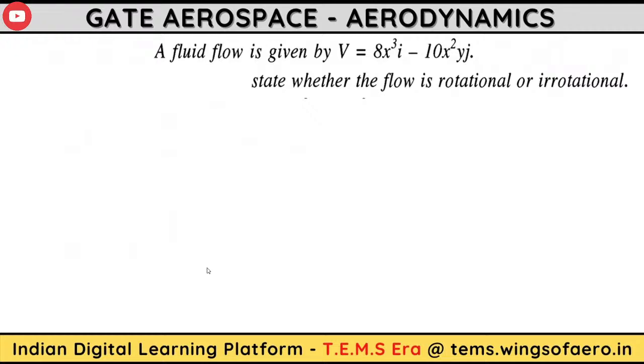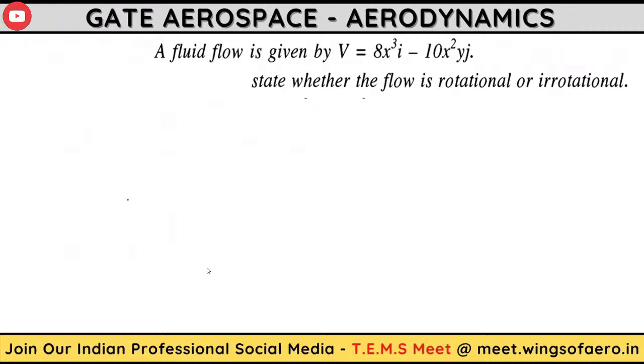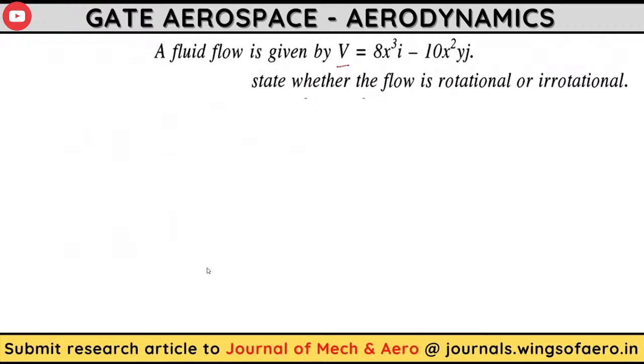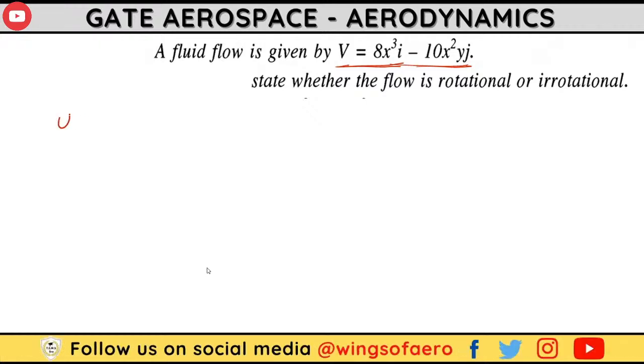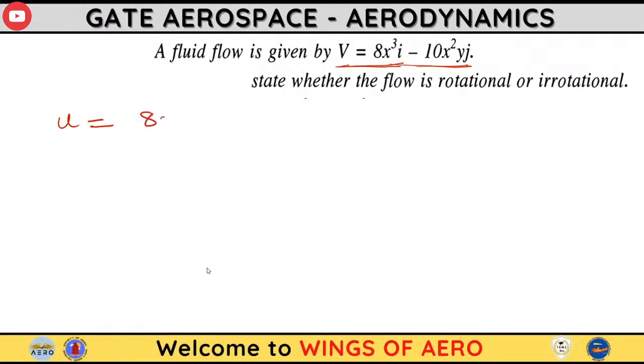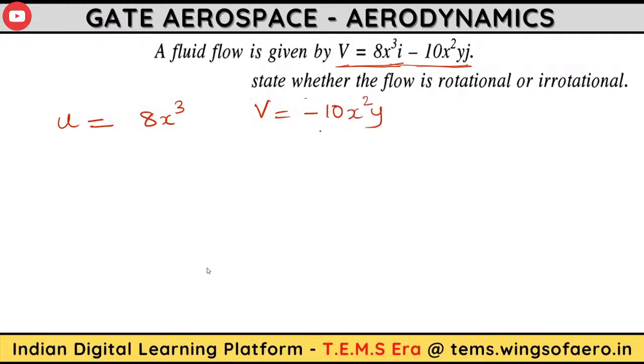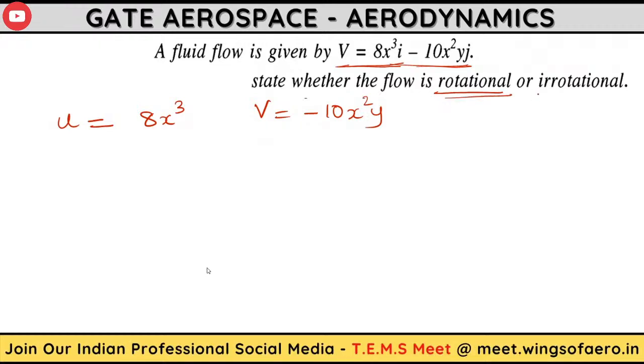Okay. Now we have another question over here. As I have explained, it is given in terms of equations, so from here you have to sort it out. What is U? U is 8x cube and V equals minus 10 x square y. You have to find whether the flow is rotational or irrotational.